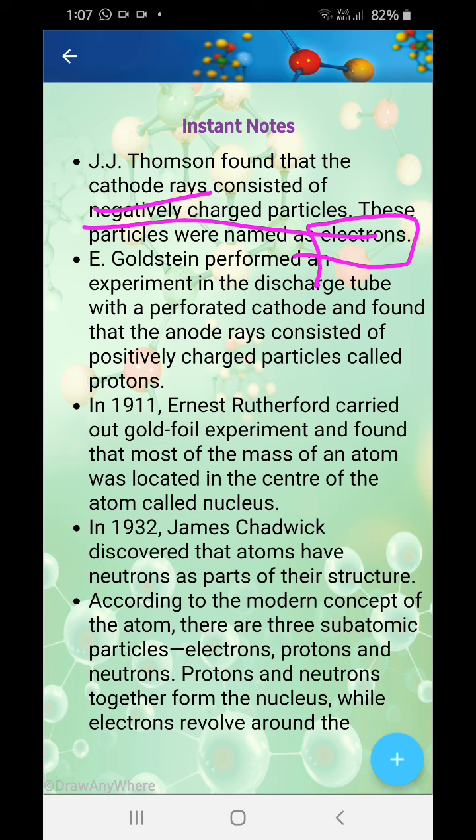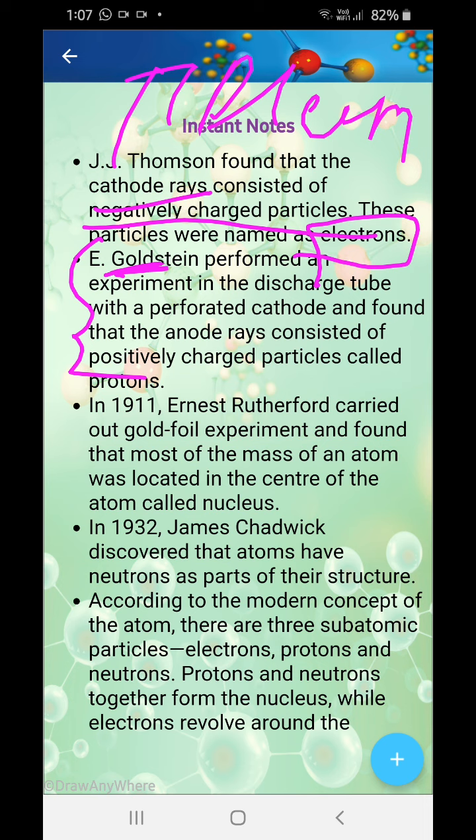E. Goldstein, Eugen Goldstein, performed an experiment in the discharge tube with a perforated cathode and found the anode rays of positively charged particles called protons. After that only, J.J. Thomson proposed a plum pudding model. Plum pudding model was proposed.